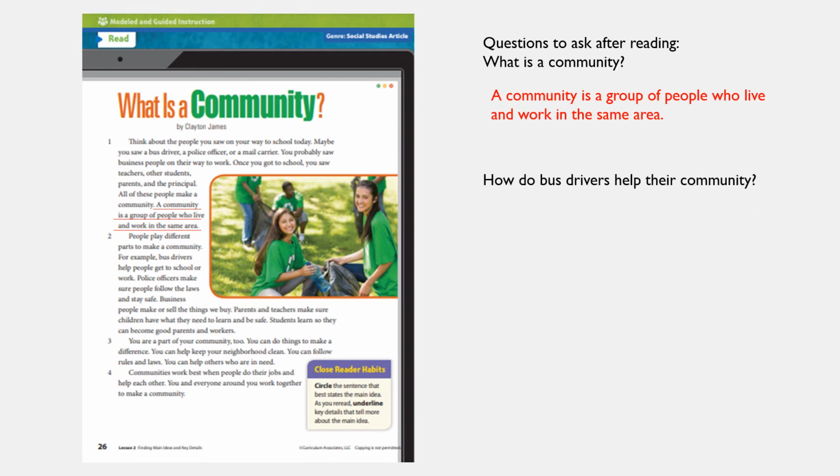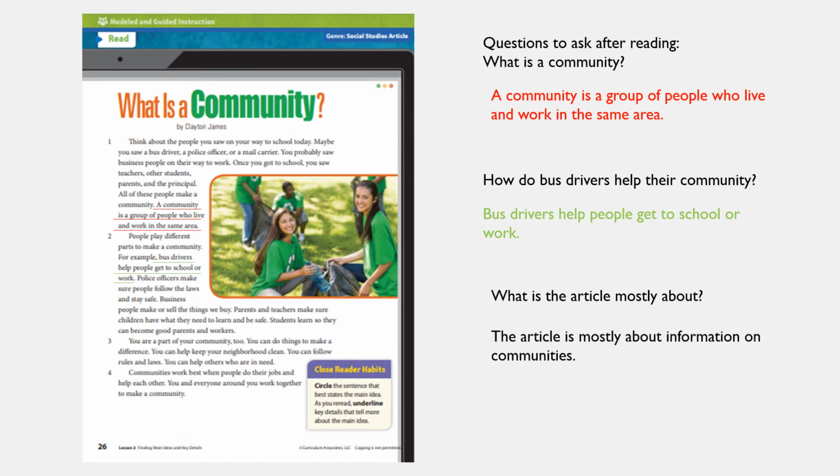Okay, the next question. How do bus drivers help their community? Well, if you look at paragraph 2, you'll see it says bus drivers help people get to school or to work. And a third question I could ask is, what is this article mostly about? This sounds like a main idea. And this article is mostly about information on communities.